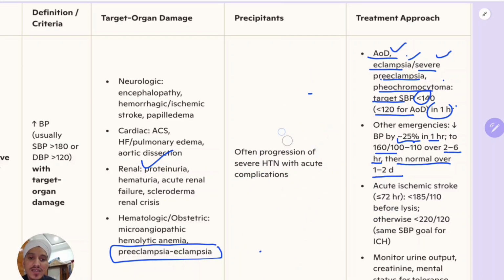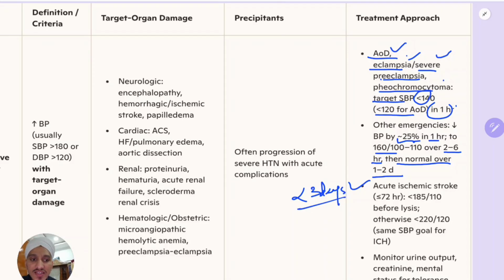There are some exceptions I said, for other emergencies. One exception is ischemic stroke. You should not bring the BP suddenly down. There is something special for acute ischemic stroke. When there is acute ischemic stroke of less than or equal to 72 hours, that is, a stroke of less than 3 days, the BP should be less than 185 by 110 before thrombolysis. Otherwise, the BP should be less than 220 by 120, the same as the BP goal for intracranial hemorrhage.